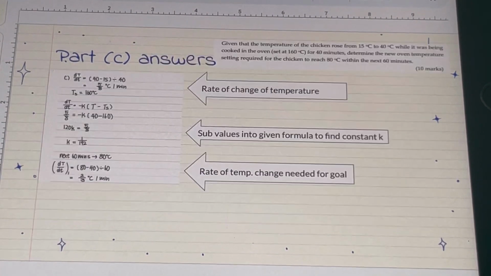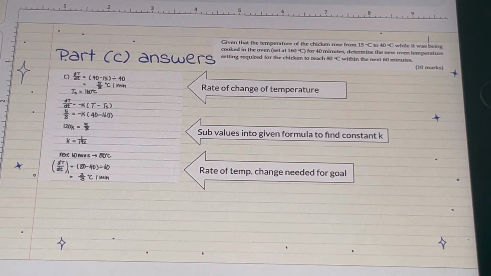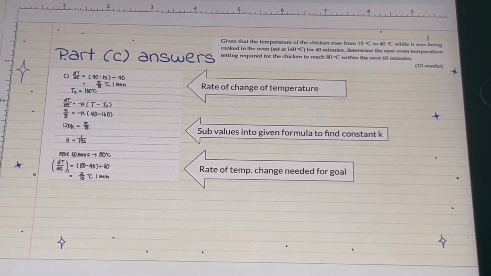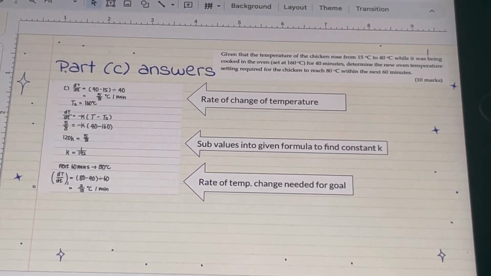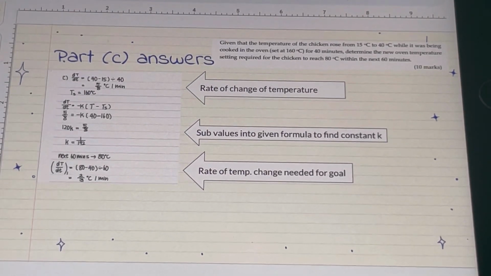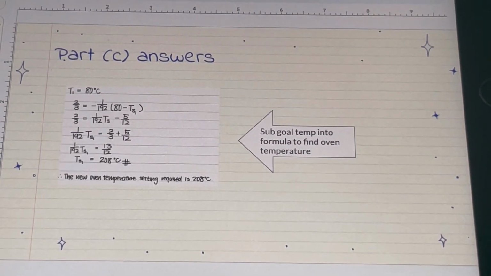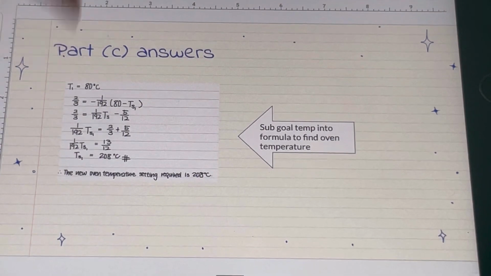Then once we find the constant k, we can find out what they are asking for, which is the setting required to reach 80 degrees for the next 60 minutes. By subbing the k constant and the values needed, here we have the answer.